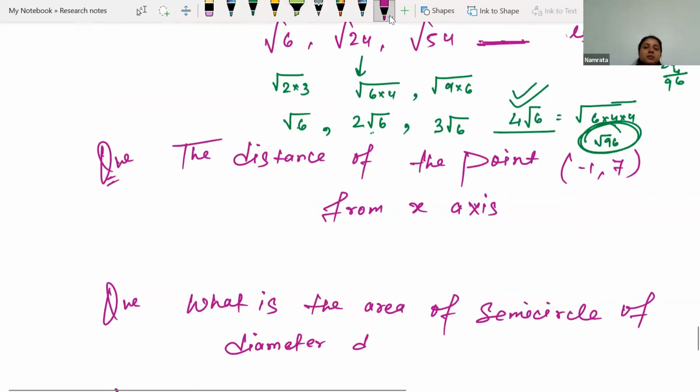This one is very simple. Please let me know what will be the distance of this point from the x-axis. Where must this point be lying? I believe in the second quadrant here. What will be the distance of this point from this line, the x-axis?